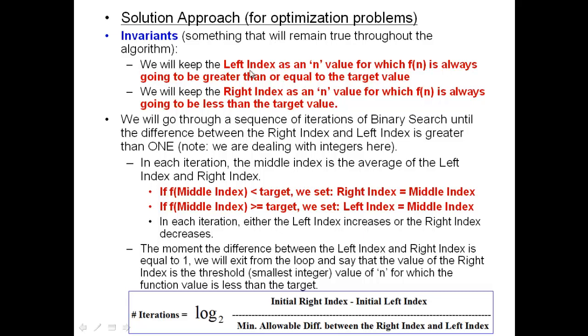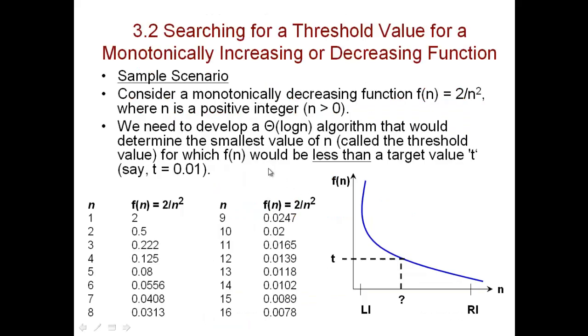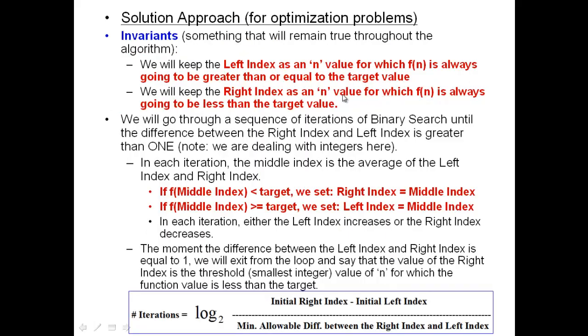And in this case, we define the right index in such a way that at the end, the value of the right index will itself become the solution, because it satisfies the definition that it is a value of n for which f of n is less than the target. Whereas the left index cannot be a solution for this problem by the way we define it, because the left index is an n value for which f of n is always going to be greater than or equal to the target, and that doesn't fit within the requirement here. We want to find a value of n for which f of n will be less than the target. Okay, and the right index is defined here like that.